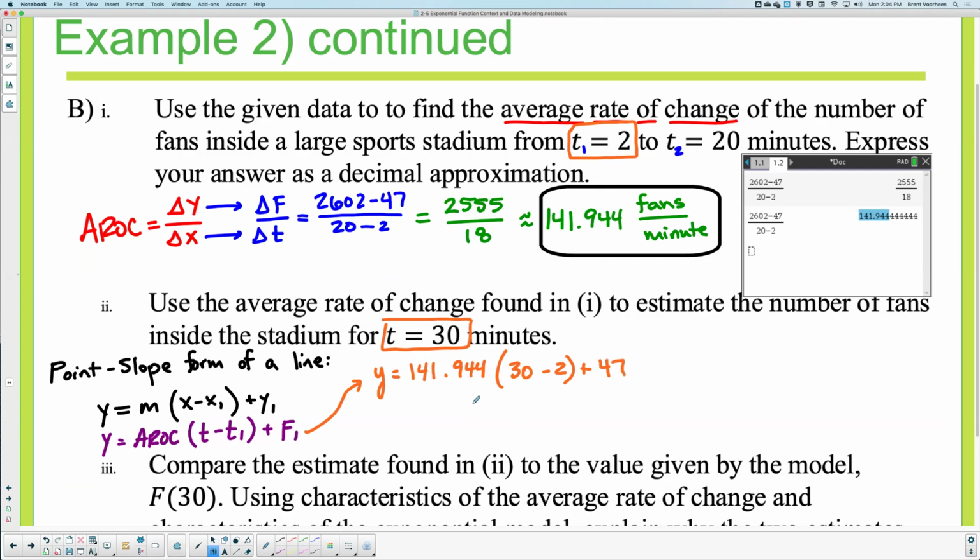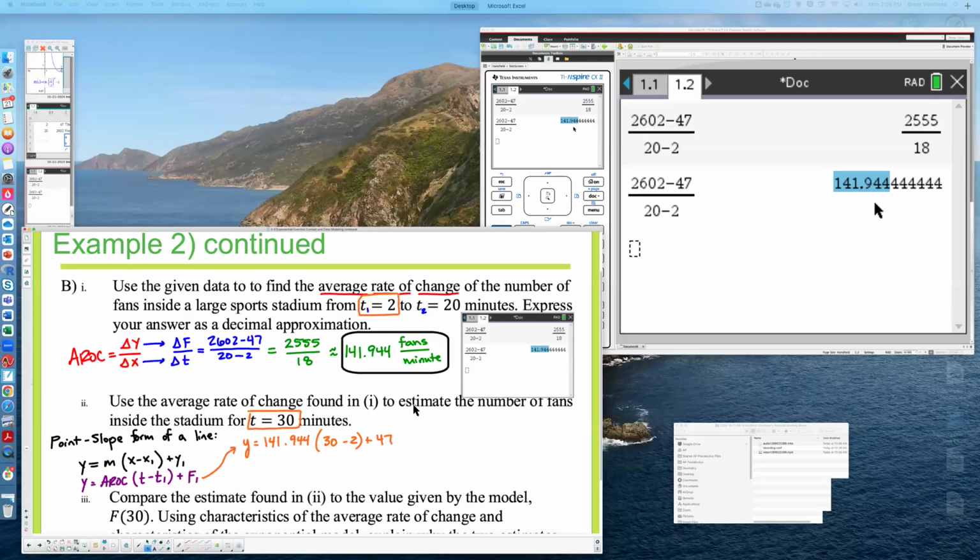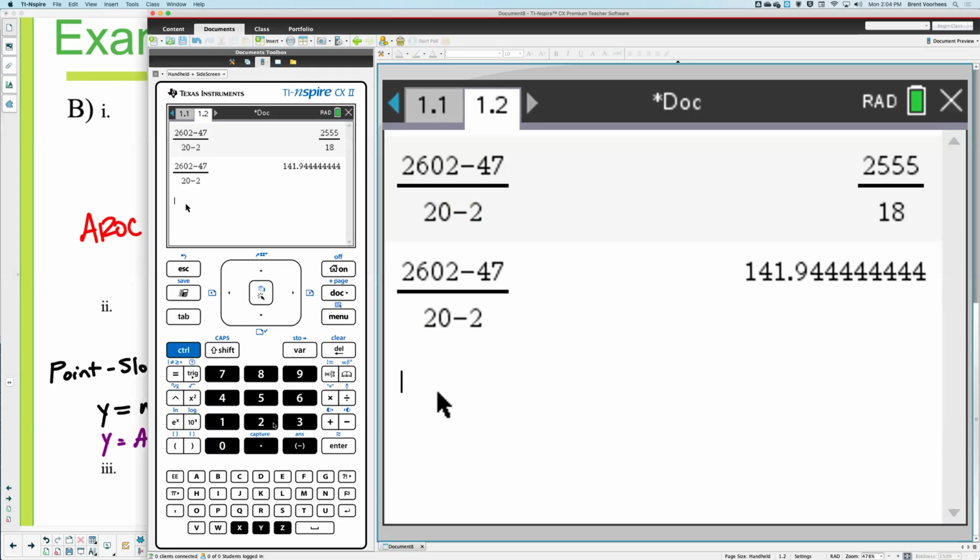Let's go type this in the calculator and see what we get. This will estimate the number of fans inside the stadium at 30 minutes. If they're coming in 142 people per minute, we're going to find out how many people will be in at 30 minutes. So I'm now going to type in, you don't have to type in y equals, but my AROC, 141.944, parentheses 30 minus 2 plus 47. This will give us our estimate of how many fans came in the stadium 30 minutes after the start.